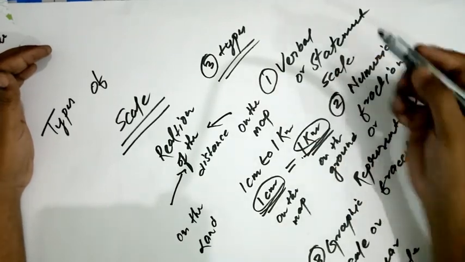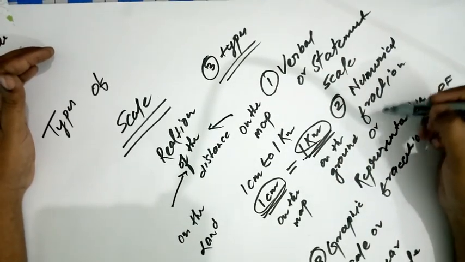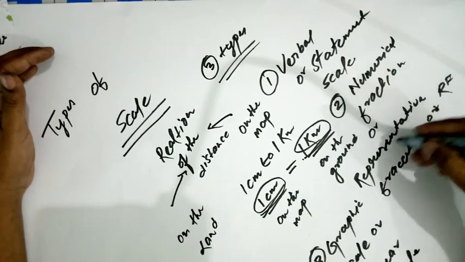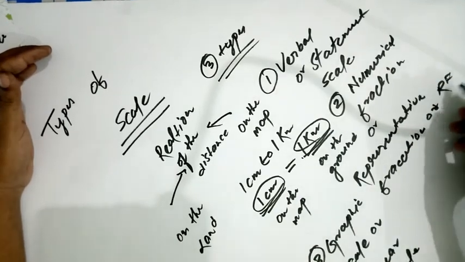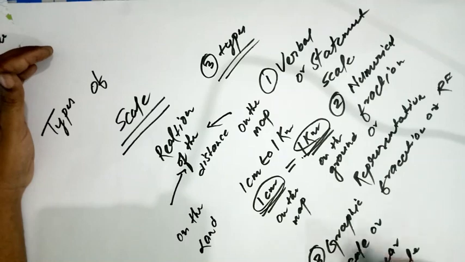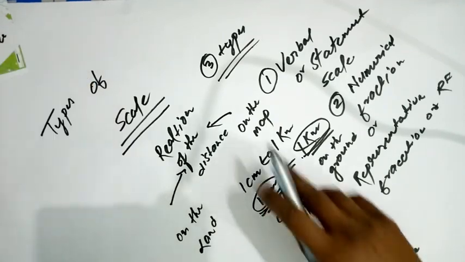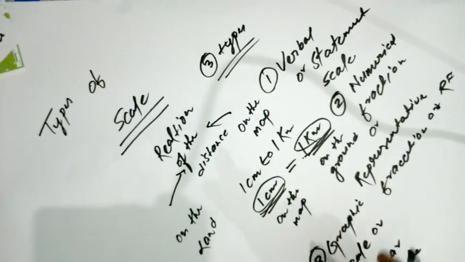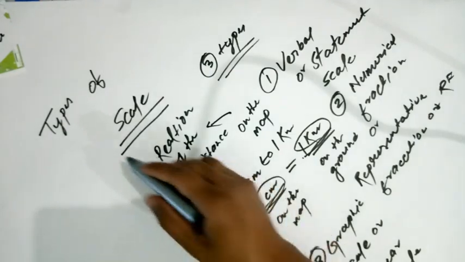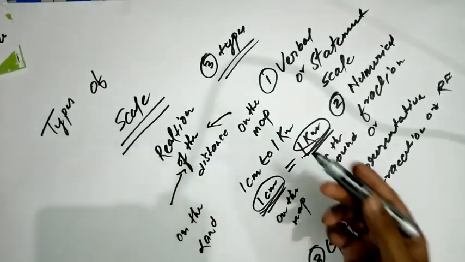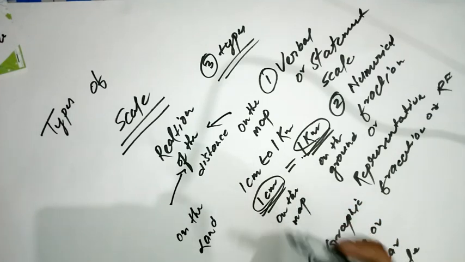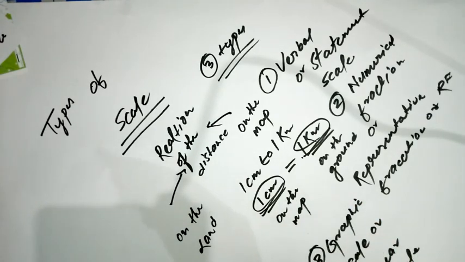First one, verbal or statement scale. Second one, numeric fraction or representative fraction, or in short form RF. Third is graphic scale or linear scale. These are the three types of scale that we will study in detail in the next video. First we will start with verbal. Till now we have read about the definition of scale, how we represent scale, and small scale and large scale maps. In the next video we will start with verbal or statement scale.